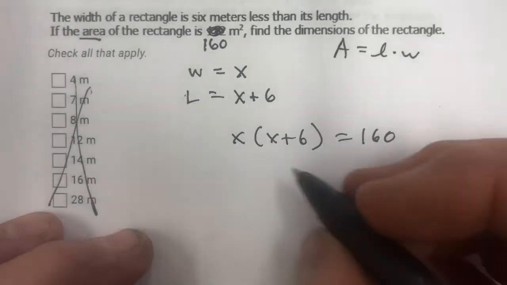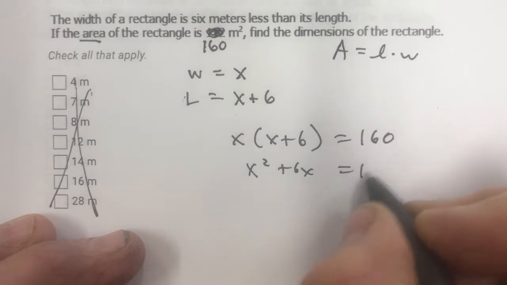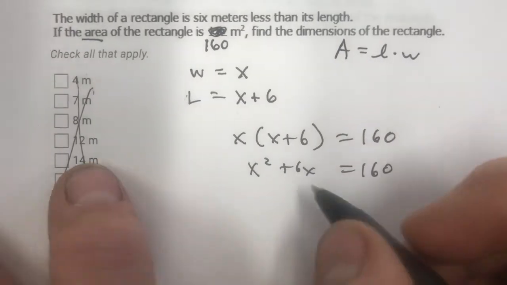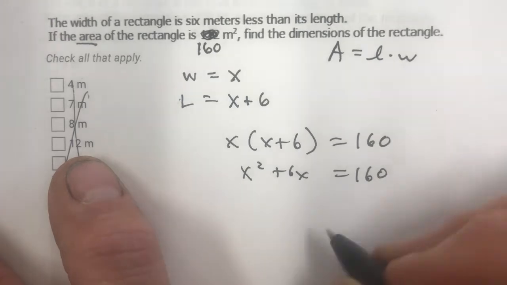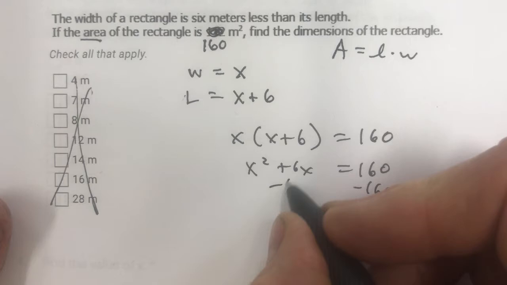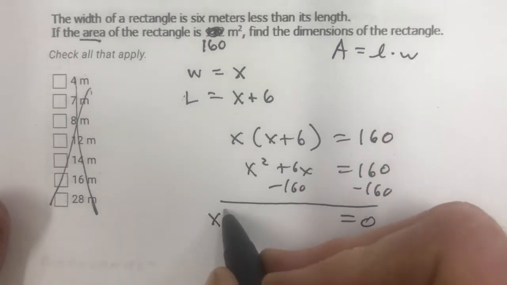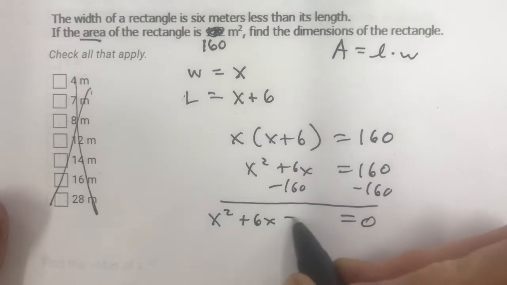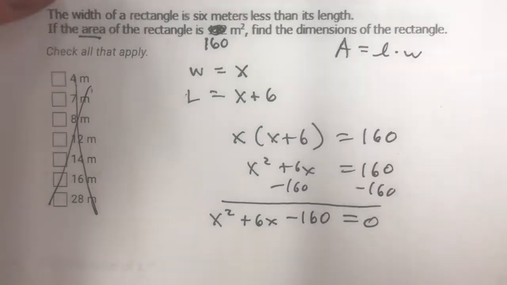Now in solving this, I distribute here. I'm going to have x squared plus 6x equals 160. Since I have x squared, that's quadratic, so to solve this, it must equal 0, and it doesn't. So I'm going to have to subtract 160 on both sides. Now it's x squared plus 6x minus 160 equals 0, and we can just do the quadratic formula.